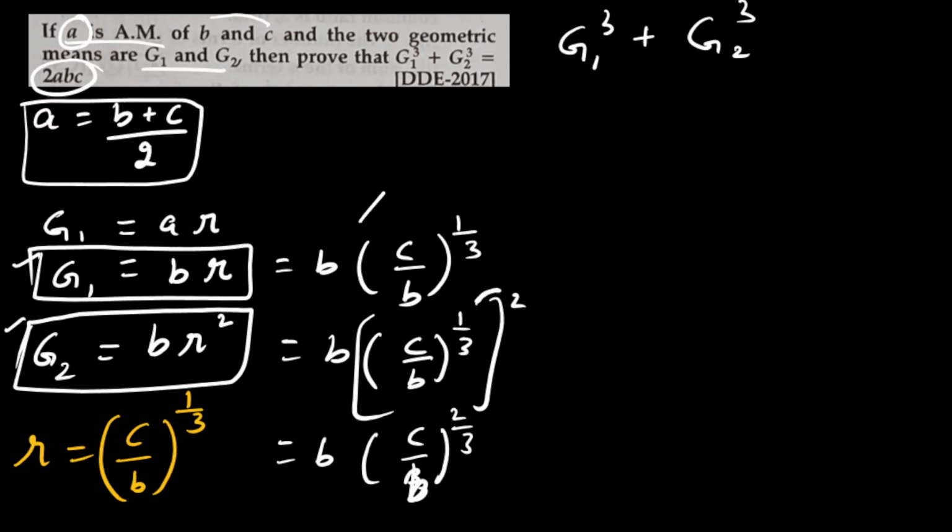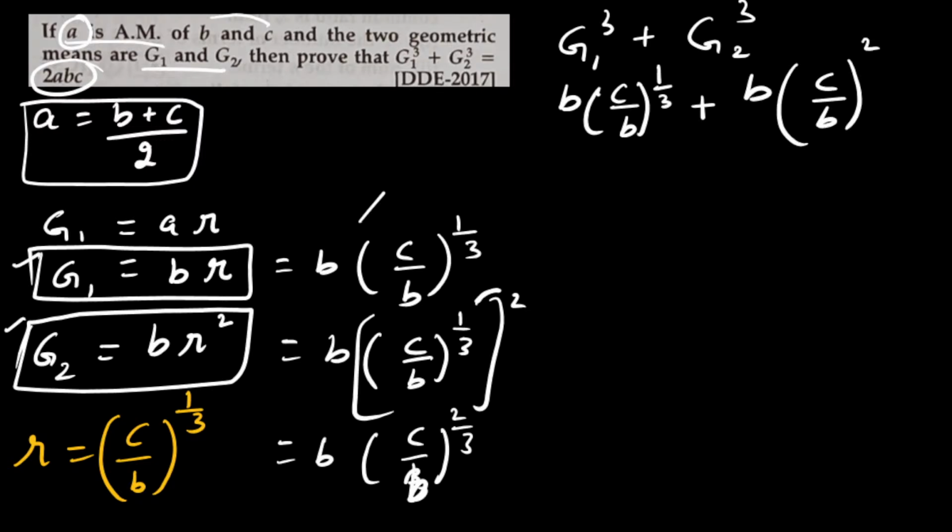So what is the value of g1? It is b into (c by b) whole power 1 by 3, plus g2's value, which is b into (c by b) whole power 2 by 3. So I have just done the substitutions now. So b I can take out common, or no need of taking common also.